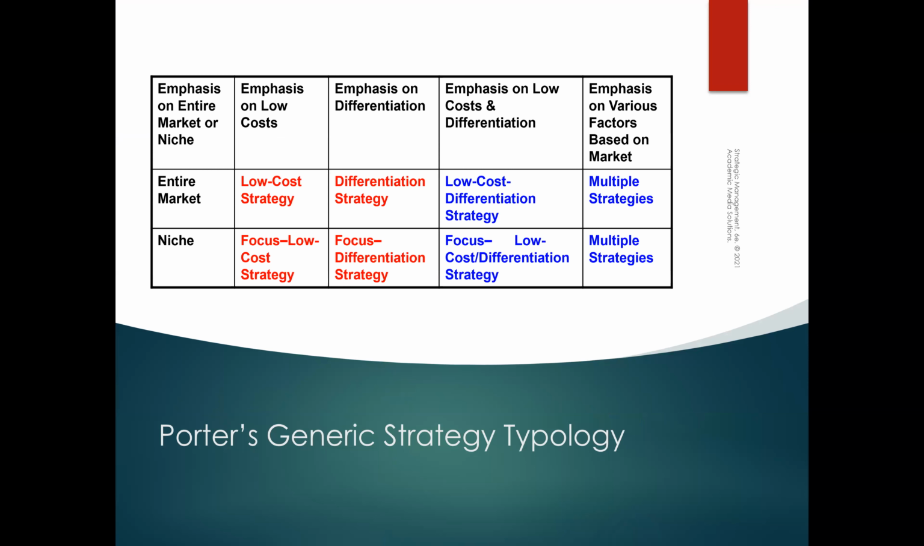This table simply shows Michael Porter's generic strategy typology. In the original conception, Michael Porter only highlighted four generic strategies, highlighted in red here. These four generic strategies are, first, the low cost strategy, where you emphasize low cost and target the entire market. Or you can emphasize low cost and focus only on a niche market area. That's the so-called focused low cost strategy.